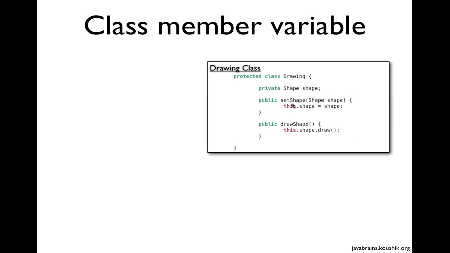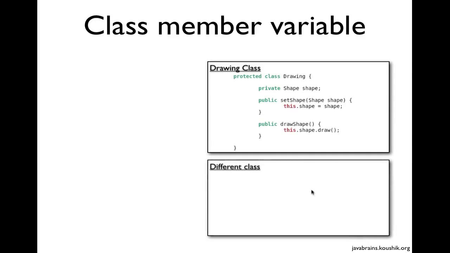You have a drawing.setShape. If you pass a triangle to this setter and then do a drawing.drawShape, it's going to draw a triangle. If you pass a circle object to the setter, you say drawing.setShape and you pass a circle object, and then you do a drawing.drawShape, it's going to draw a circle.